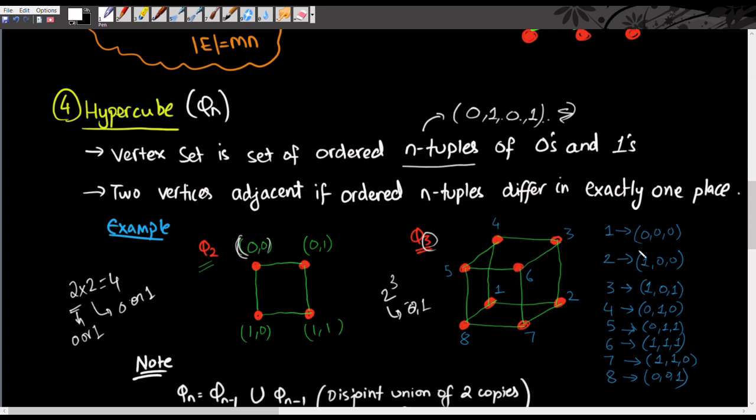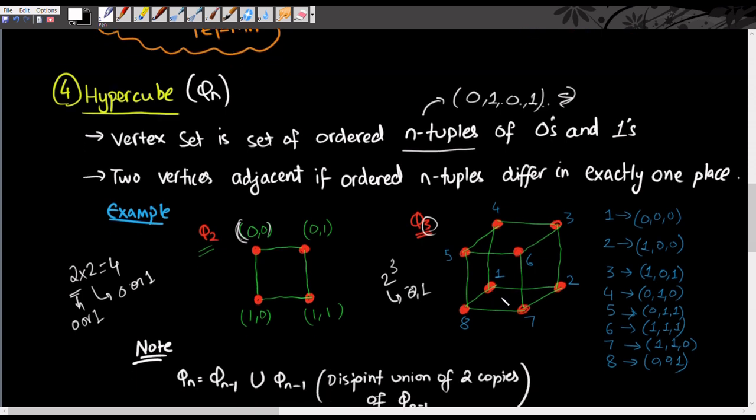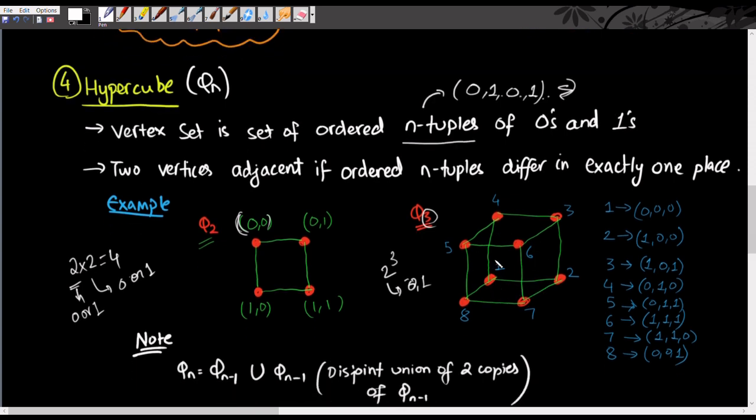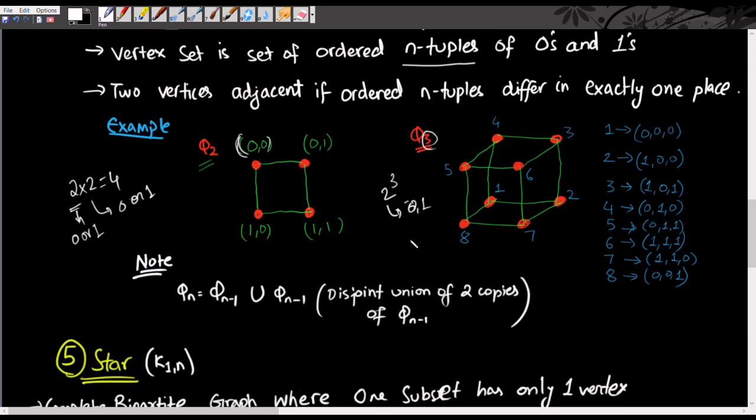So vertex 1's label would be 000. Similarly, vertex 2 would be 100, and so on. And if you look carefully, the connections signify that the vertices differ by exactly one place. Alright, so have a look and check this out yourself. If you have any doubts, put them in the comments and I'll address them. No worries.